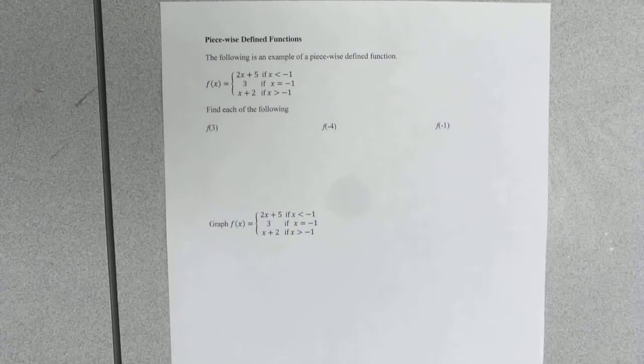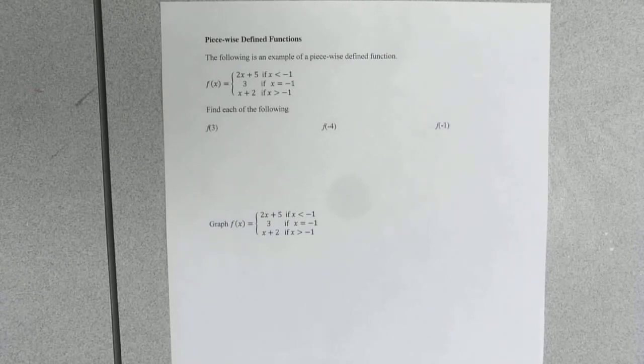What we're going to move to next are piecewise defined functions. And so here we're going to have a little algebra review first of just working with piecewise defined functions. So here we have a piecewise defined function. f of x equals 2x plus 5 if x is less than -1, equal to 3 if x is equal to -1, and x plus 2 if x is greater than -1.